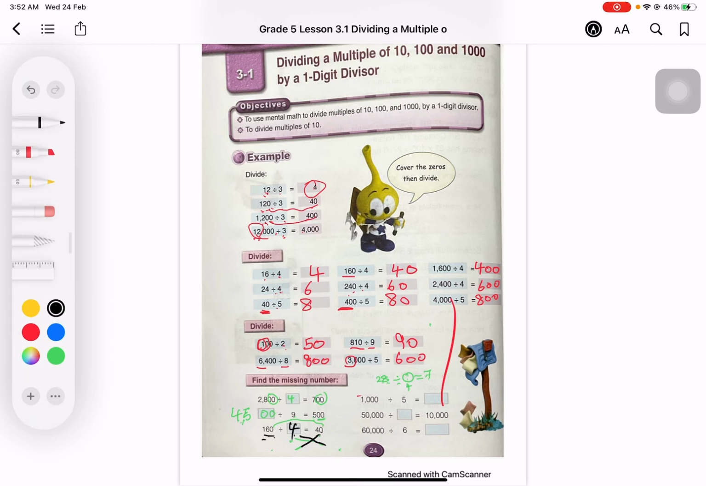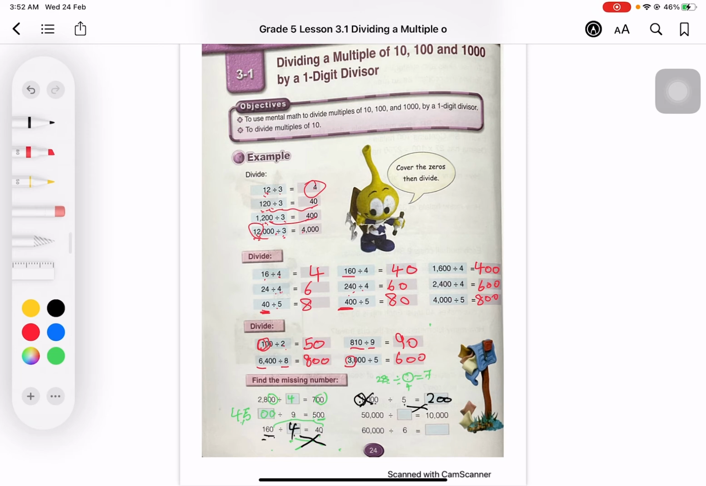Now, if I have 1,000 divided by 5, as I said before, if I take the basic fact, the 5, the 1 is too small. I will not take the 1, wrong. I will take 10. 10 divided by 5, the answer is 2. Then I will drop 2 zeros. If I want to check my solving, 2 by 5 is 10, then drop the 2 zeros.